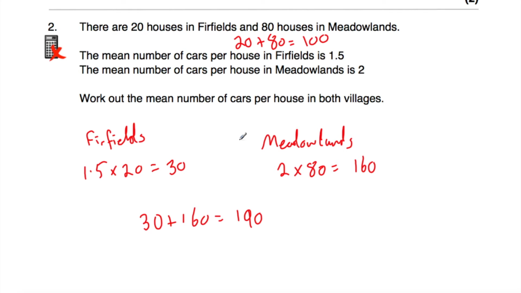So if we want to work out the mean number of cars per house, we just take the 190 and divide that by 100, and 190 divided by 100 would be equal to 1.9. So the mean number of cars per house in both of the villages is 1.9, and that's it.